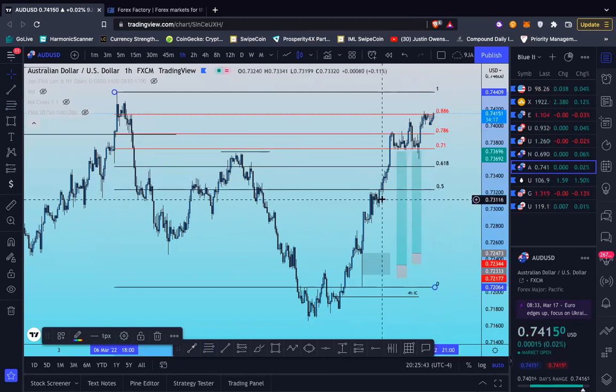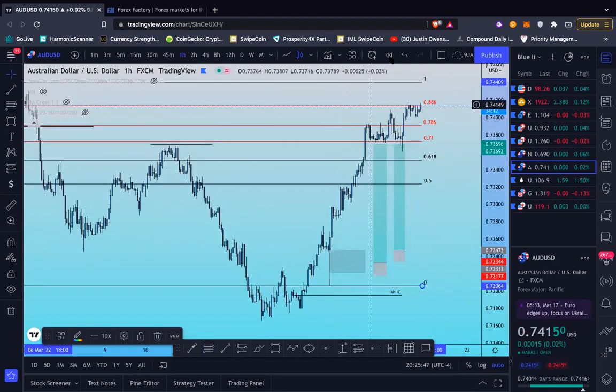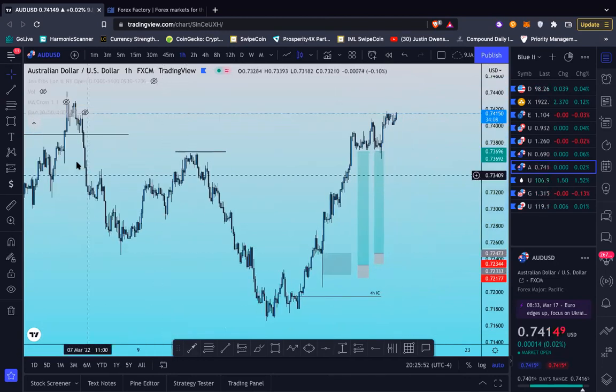So ideally, I want to see price retrace back, come back to at least that 50% area. If it's not going to come back to the 78.6, 88.6 zones, for the buyers we're going to see this distribution. I mean, accumulation, excuse me.